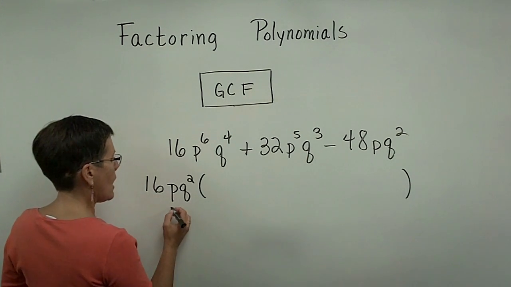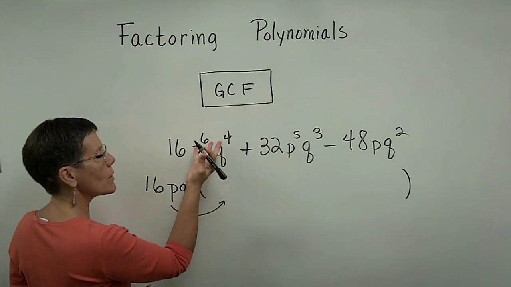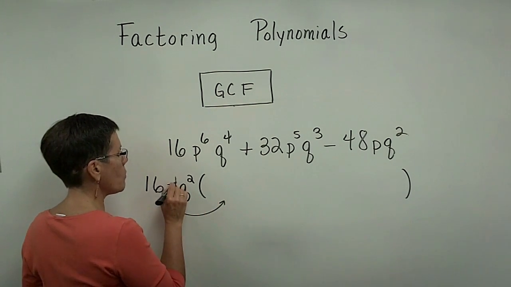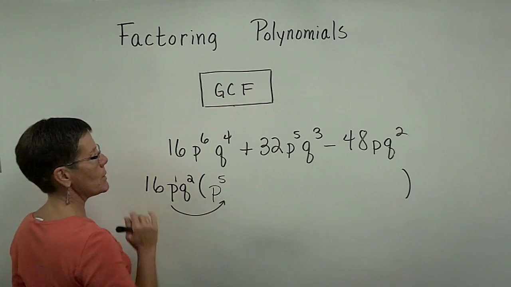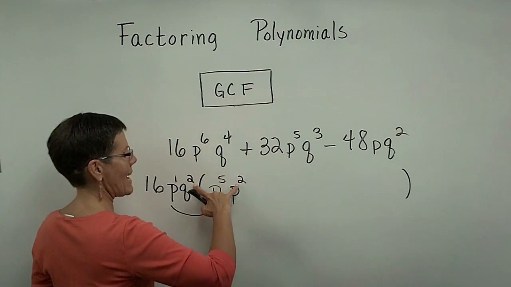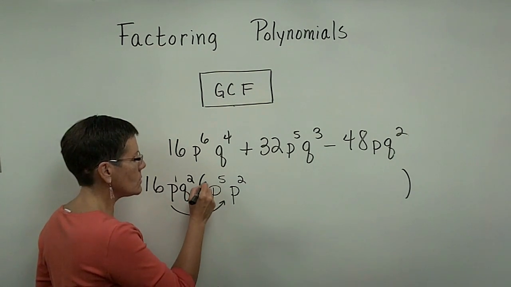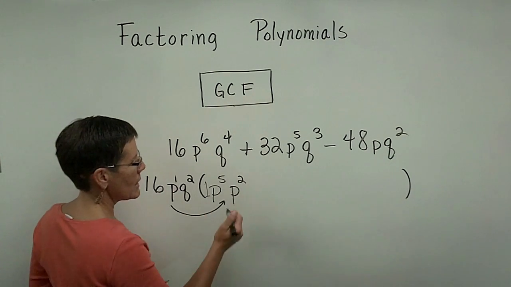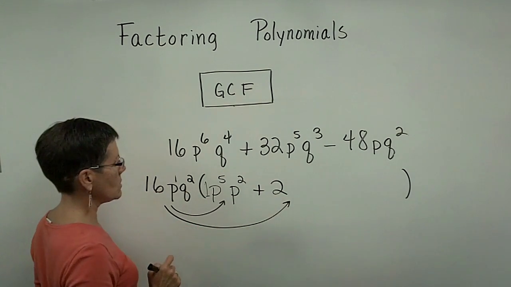So right here, I have to decide what I would need to fill in so that when I multiply it by 16pq squared, I get 16p to the 6th, q to the 4th. Well, when I take this exponent of 1 and I add 5 to that, I get p to the 6th. And this q to the 2nd, I need q to the 2nd because when I add those, I get 4. I already had a 16 here. If you want to or need to write a 1, you're welcome to do that because 16 times 1 is that 16. My next term, I need a 2 because 16 times 2 is going to give me that 32.